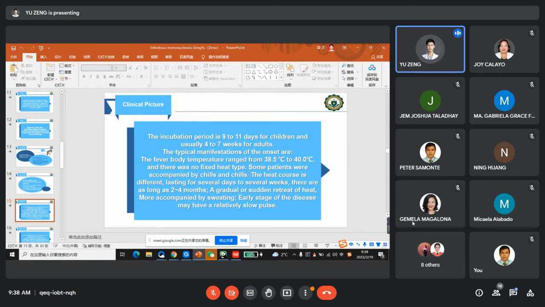The typical manifestations of the onset are fever, with body temperature ranging from 38.5 to 40 degrees Celsius, and there was no fixed heat type. Some patients were accompanied by chills. The heat course is different, lasting from several days to several weeks, even as long as 2 to 4 months. A gradual or sudden retreat of heat is usually accompanied by sweating, and the early stage of the disease may have a relatively slow pause.